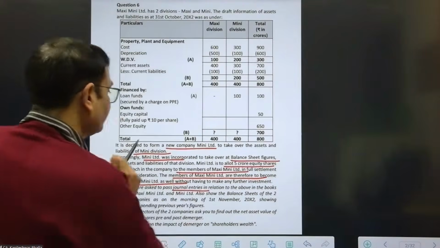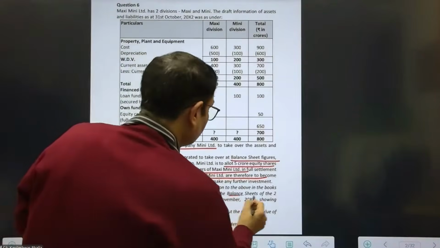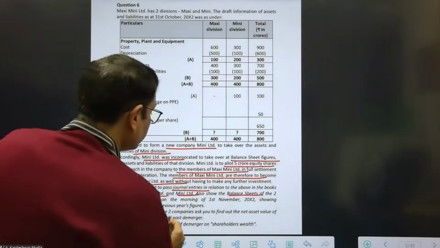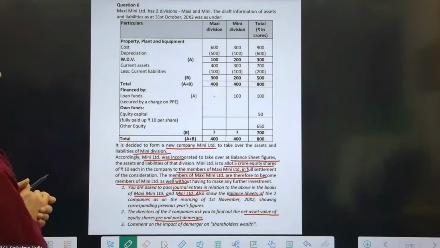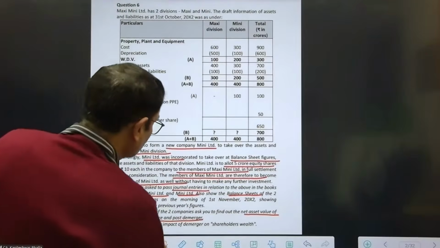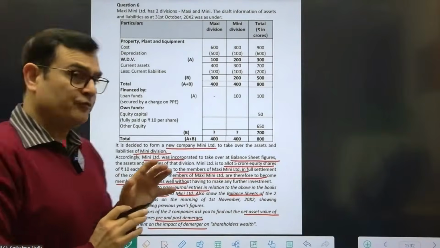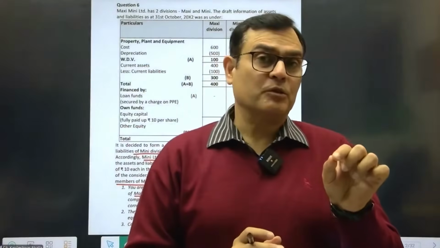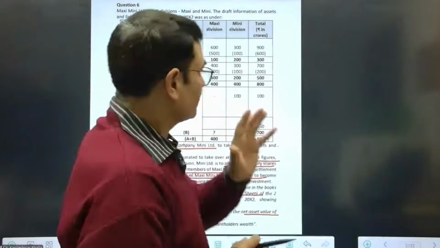Now, what are the requirements of the question? We need journal entries in the books of Maximini and the books of Mini. Also show the balance sheet of the two companies on the morning of 1st November, showing the corresponding previous year figures. Directors of the company ask you to calculate a net asset value of the shares pre and post demerger. And then it says also comment upon the impact of the demerger on the shareholders' wealth. So we've got 3 focus points. One is we need to pass journal entries in the books of Maximini and Mini. Second, we need to make balance sheets about the company pre and post demerger. And number 3, we need to see the impact on the shareholders' wealth. Let's begin with the agenda number 1.